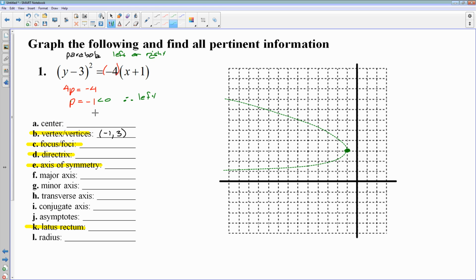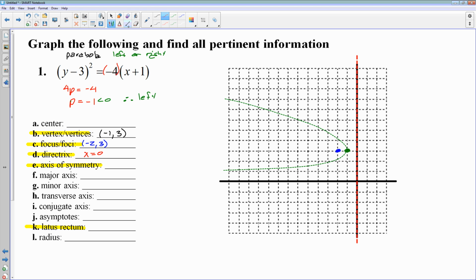So let's see. P is -1. That means I will go 1 unit to get to my focus. So my focus is going to be right here, and that ordered pair is -2, 3. My directrix is a line that's on the opposite side of the vertex, and it's 1 unit away. So my directrix is going to be this line right here. It's a vertical line that goes through x equals 0. And so my directrix equation is x equals 0. We just went 1 unit to the right because that's what p was.